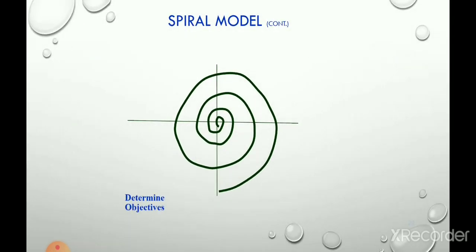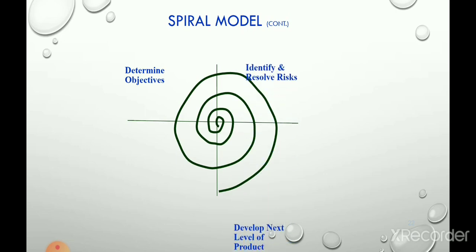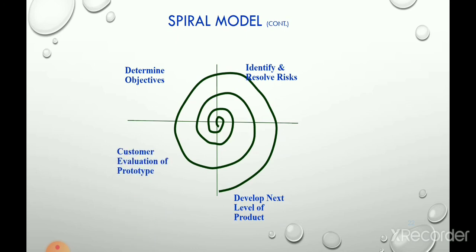So this is the diagram of the spiral model. The spiral model has many loops and the loops may vary from project to project, and each loop is divided into 4 quadrants. The first quadrant is determine objective. In this quadrant, the developer gathers the information, determines the objective, finds the alternative solutions and does all types of planning.